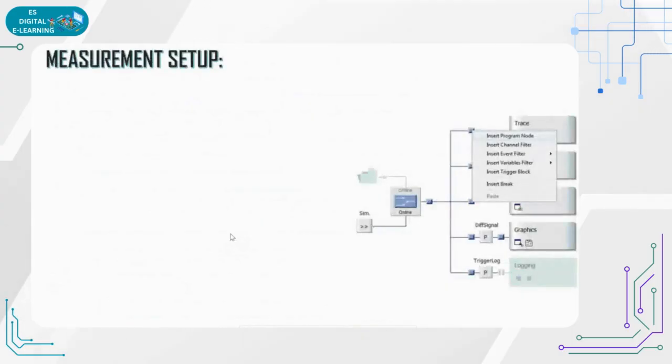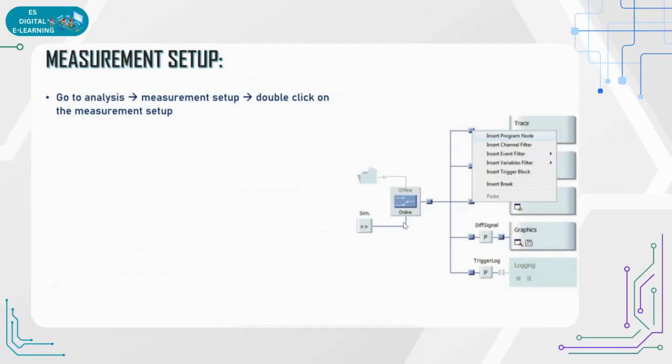Okay. So we talked about the measurement setup. Mainly the measurement setup is where we have the offline and online connectivity, and we have the simulation setup. We'll understand a few theoretical concepts, then go further into the tool. Coming to the measurement setup, how are we able to access this? We need to go to the simulation, then to the analysis, then to the measurement setup, and double click on the measurement setup. This is the path we should follow.